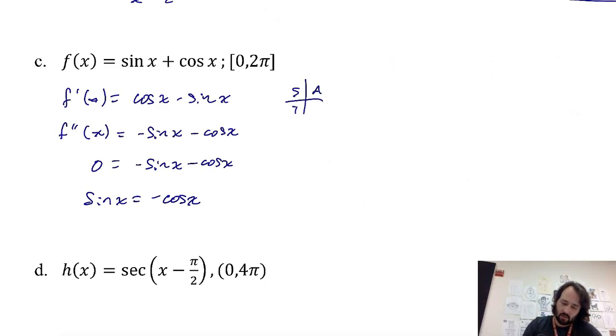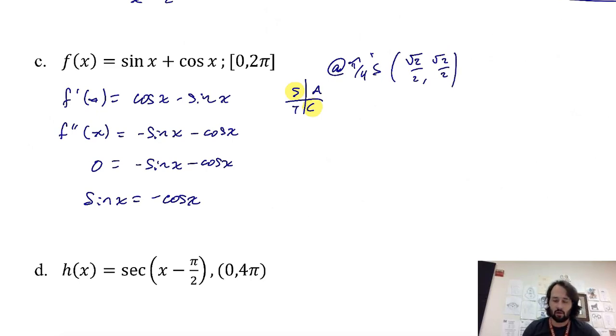So A, S, T, C, right? They have the opposite sign in those two quadrants at pi over 4. That's pi over 4s. It's some form of root 2 over 2, root 2 over 2 for our unit circle. So I need to have pi over 4s as my solutions. So I'm going to use 3 pi over 4 and 7 pi over 4.